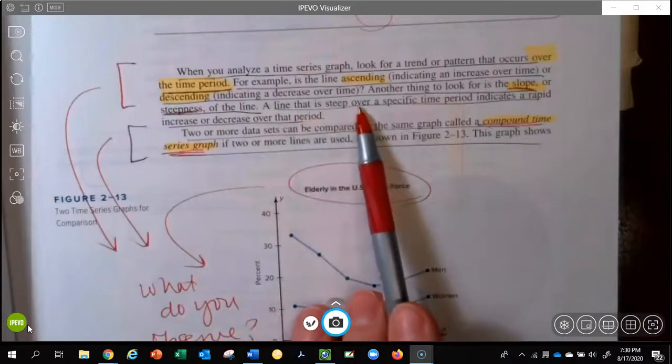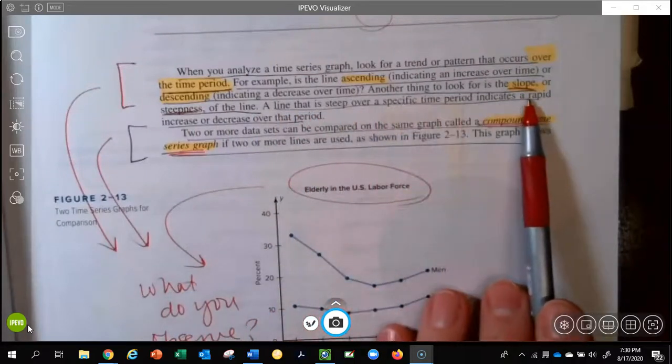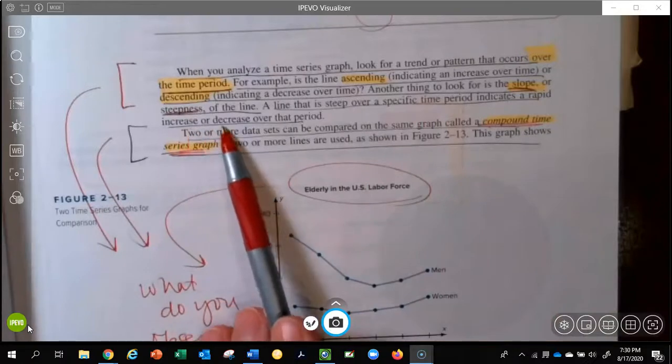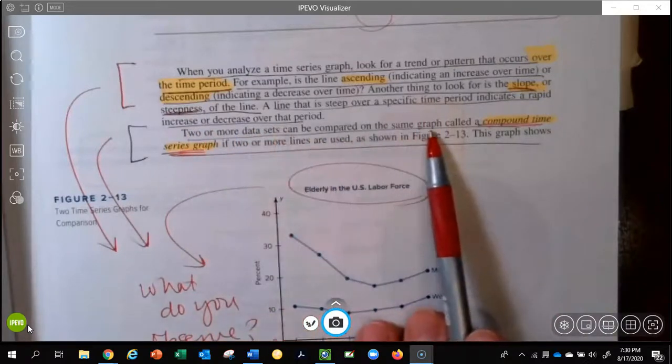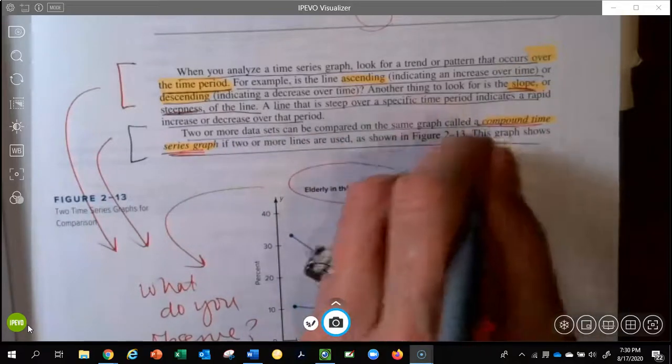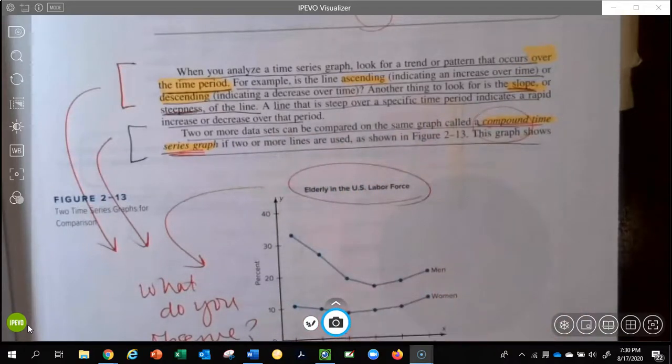A line that is steep over a specific period of time indicates a rapid increase, or it could be a rapid decrease. Two or more data sets can be compared on the same graph, and again, the word we used a while ago, it's going to be a compound time series graph.